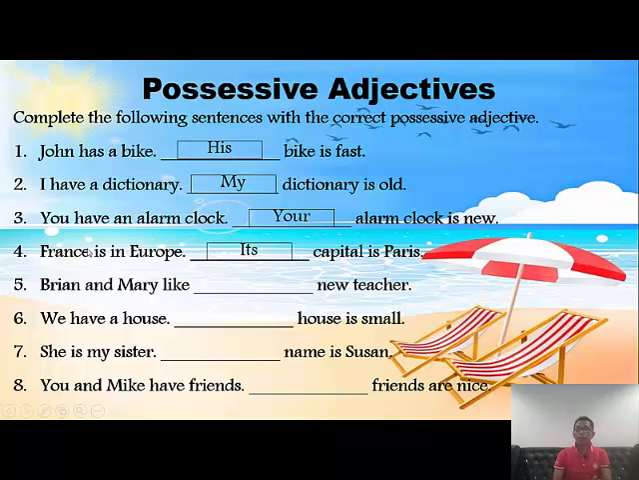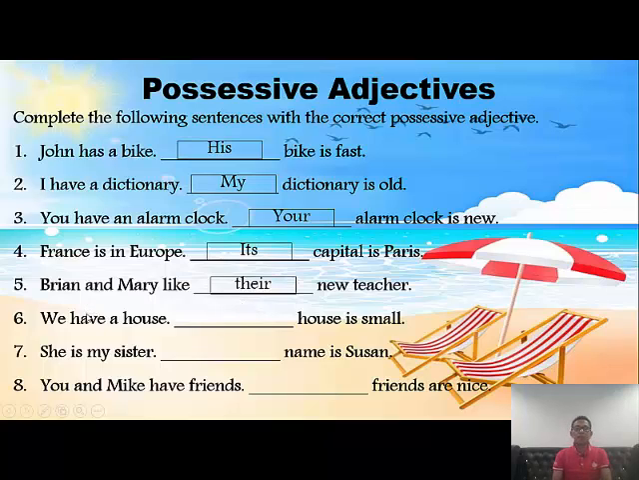of France. Okay, Brian and Mary like the new teacher. Brian and Mary means more than one, so we use their. It came from they, right? The subject pronoun is they.